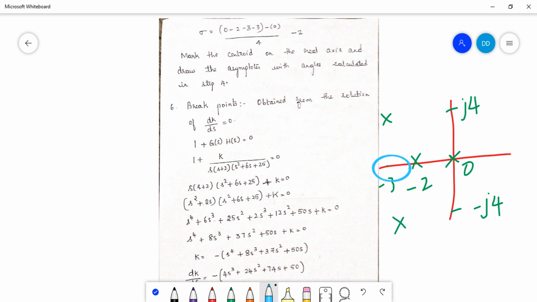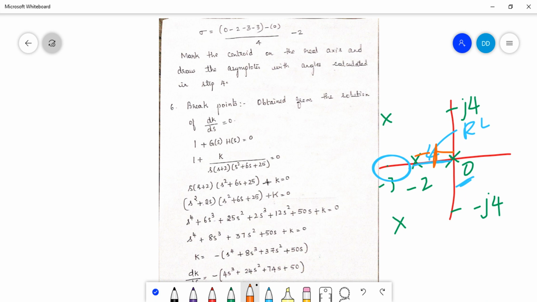So now we will consider the region between 0 and minus 2. Obviously, if you can see here, if we consider this section, to the right we have only one pole, which is at 0, which is an odd number. Therefore, root locus exists in this region. So when you have root locus which comes one from minus 2 and the other from 0, obviously you will have a breakpoint. So we need to find the breakpoints.